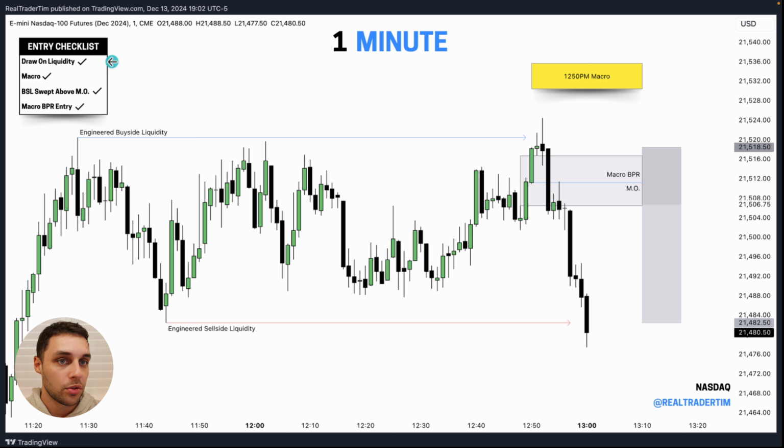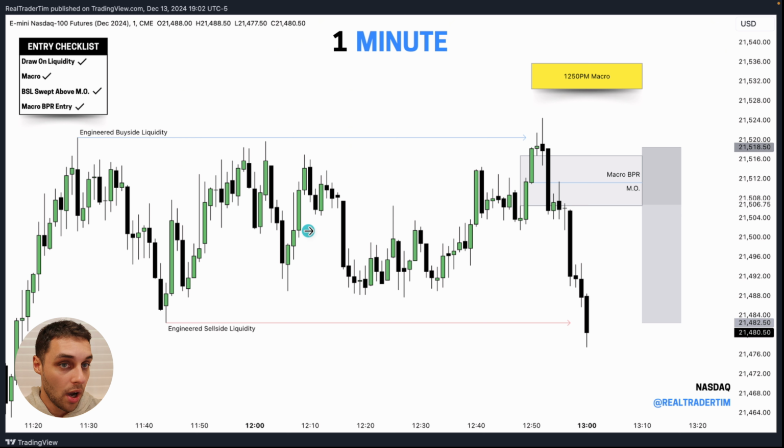So again, this entry checklist for macro power of 3: do we have a clear draw on liquidity? Yes. All this relative sell side liquidity down here. Is it a macro window? Yes. Is there buy side liquidity swept above macro's opening price? Yes. And then we have your high probability BPR entry where, similar to the first example, we have two BISIs and the SIBI delivering through those. So this is the balanced price range, and these are the best entries here. We come back up into it. That's your entry. We expand to the opposing side of the range, that engineered sell side liquidity.